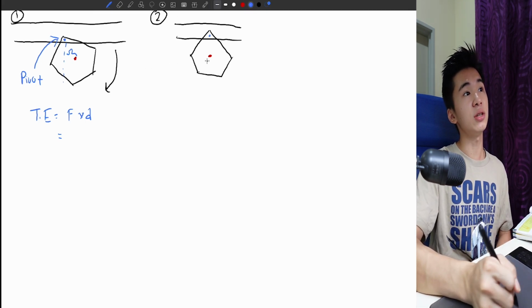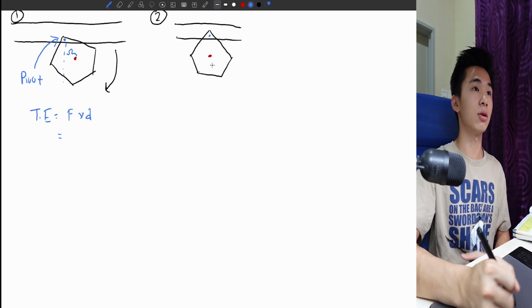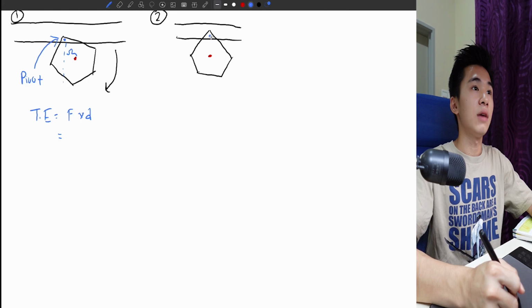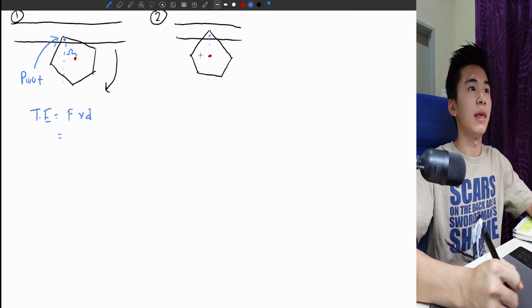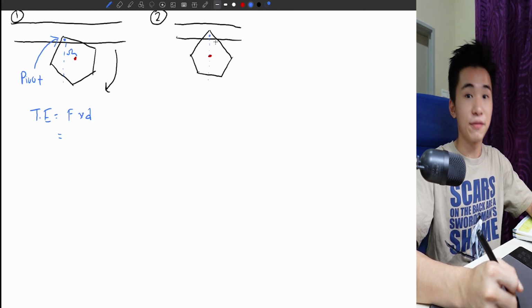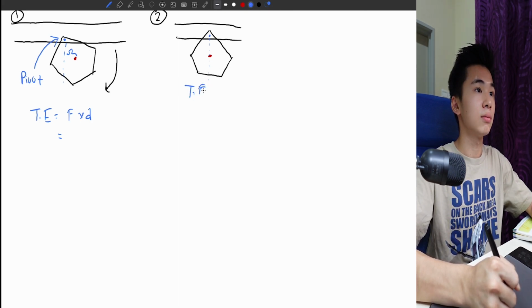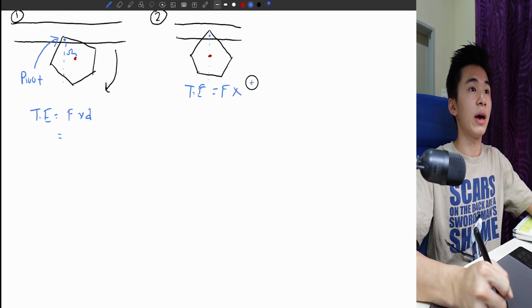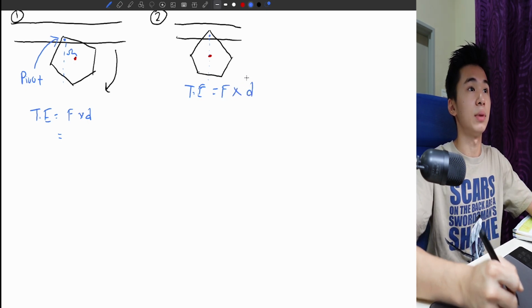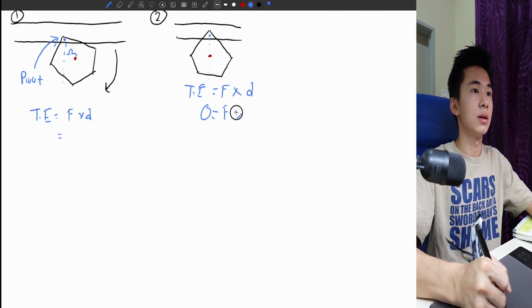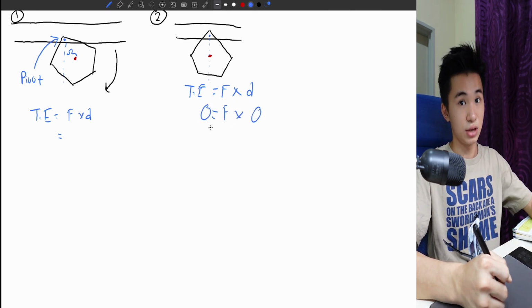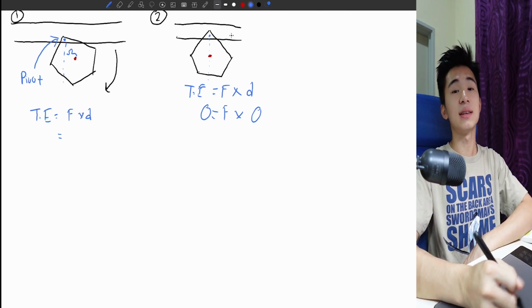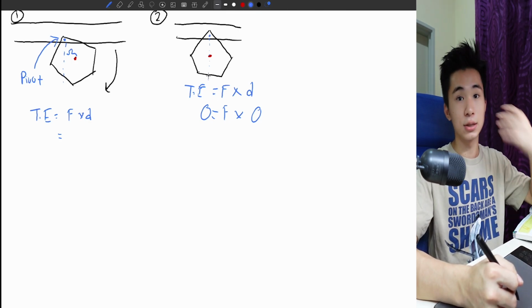And the picture number two here, the pentagon card. If I draw a straight line, there will be no turning effect. Because TE equals force times distance, we have force, but we do not have the distance because there is no distance. So zero turning effect, force times zero, which is zero.